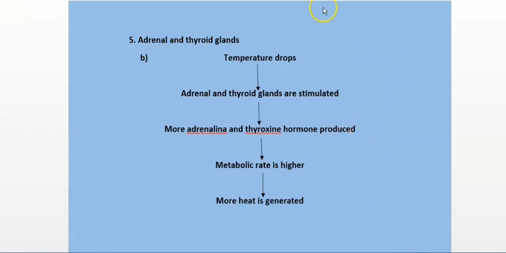Okay, now we see what the adrenal and thyroid glands do when the temperature drops. When the temperature drops, the adrenal and thyroid glands are stimulated to produce more adrenaline and thyroxine hormone. This will increase the metabolic rate in our body and more heat is generated for the body. Okay, this is what happens when the temperature is low.